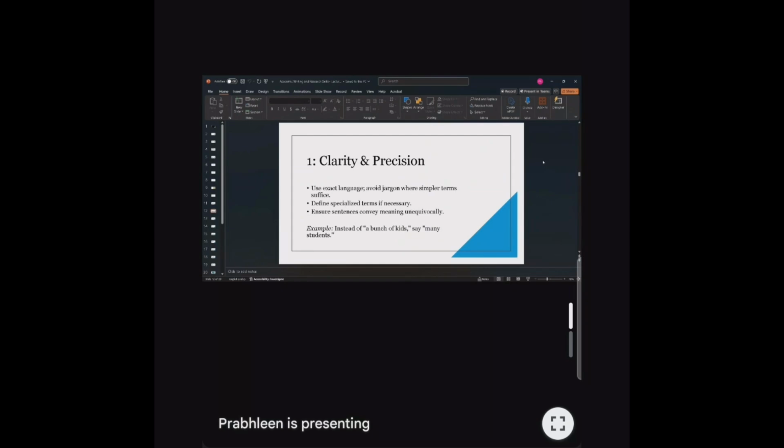Similarly, we have academic writing. When we talk about it in detail, one we have is clarity and precision. It means that I'm using very simple terms. And if I have to use any specialized terms in a paper, I'll make sure that I define them at the end of the paper so that anybody can just refer to that.